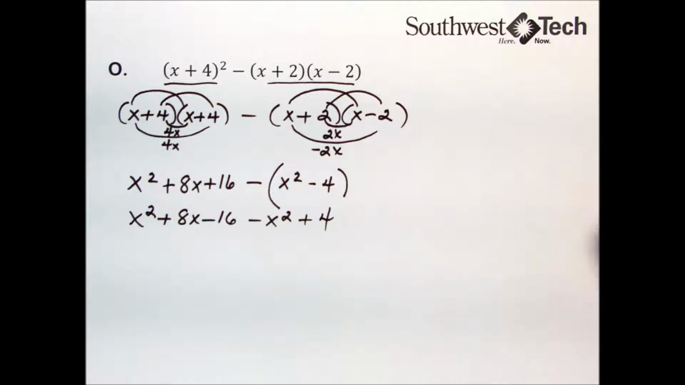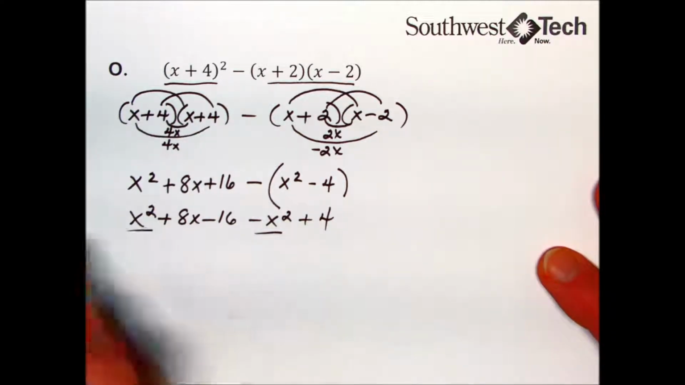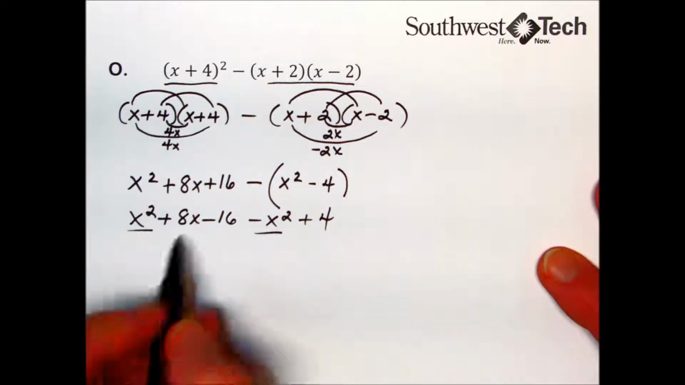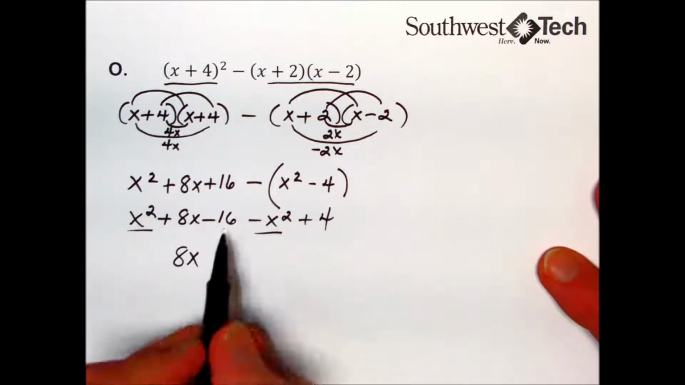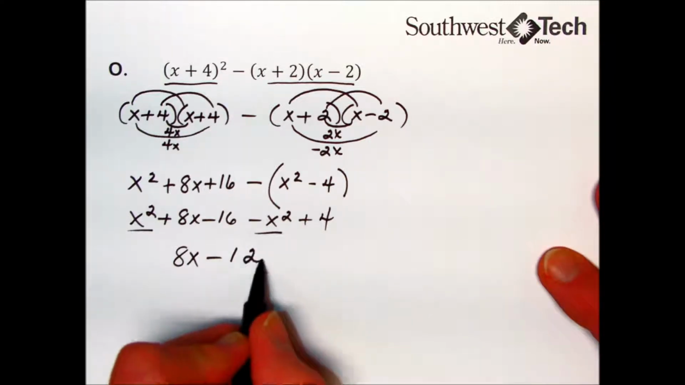Now, it's a matter of just combining like terms. X squared minus x squared cancel one another out. We have an 8x, nothing to combine with that, and a negative 16 plus 4 leaves us with a negative 12 for our answer there.